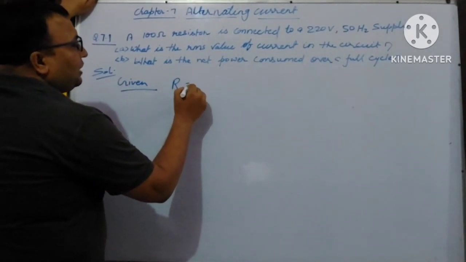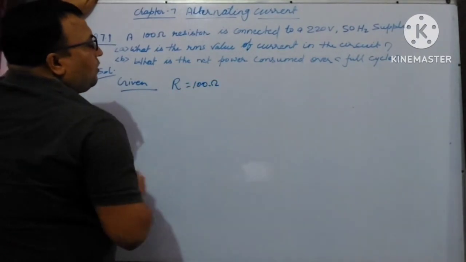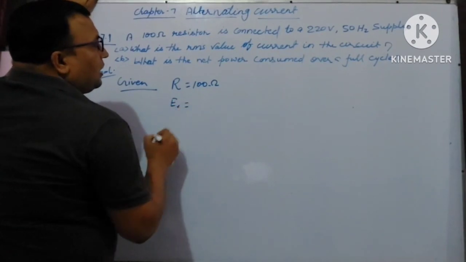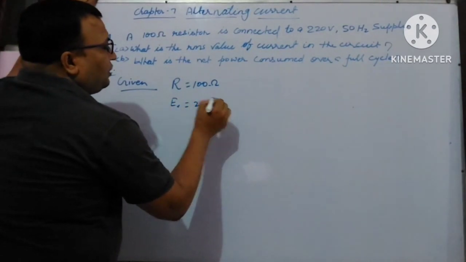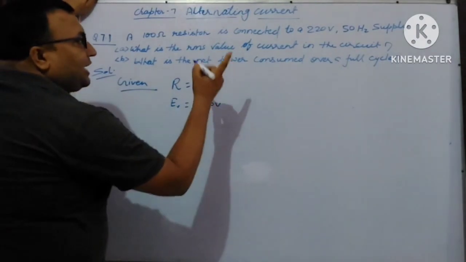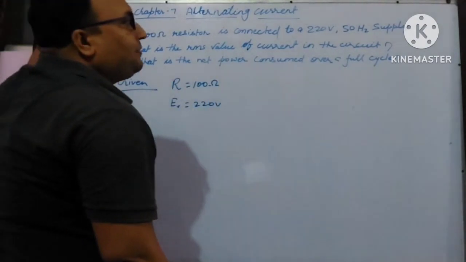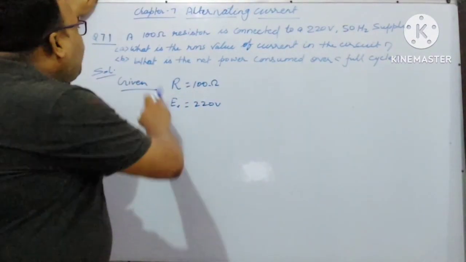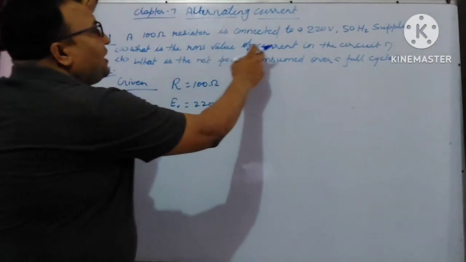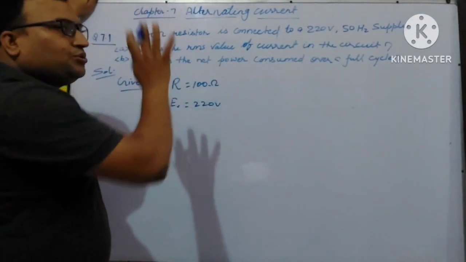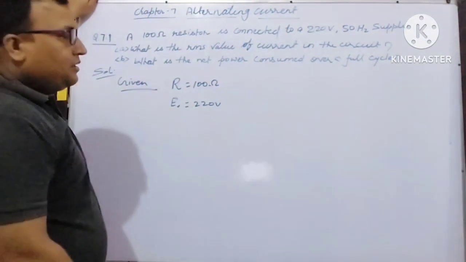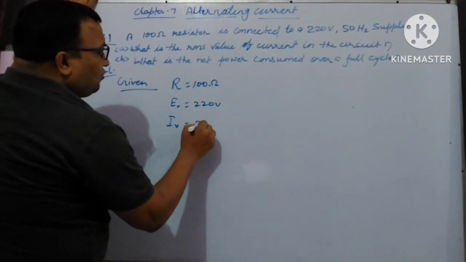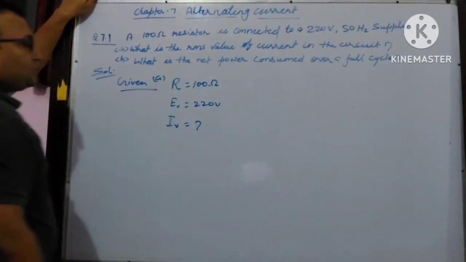Given is R equal to 100 ohm. The other given is EV, which is 220 volt, and a 50 Hz supply, which is the frequency. But for the first question, what is the RMS value of the current in the circuit, these two pieces of information are enough for us. We are solving the first question, asking for IV.